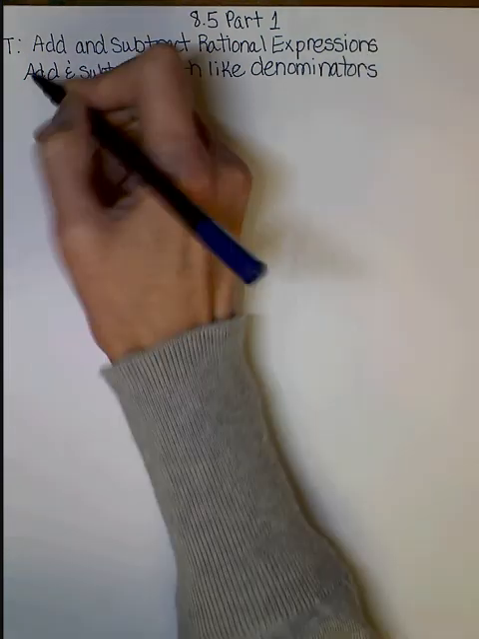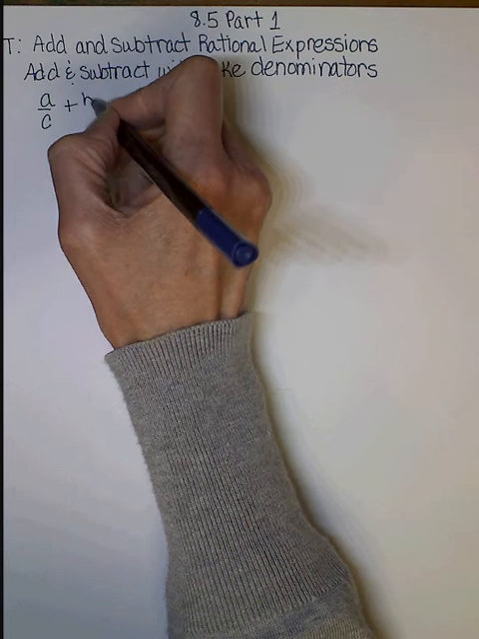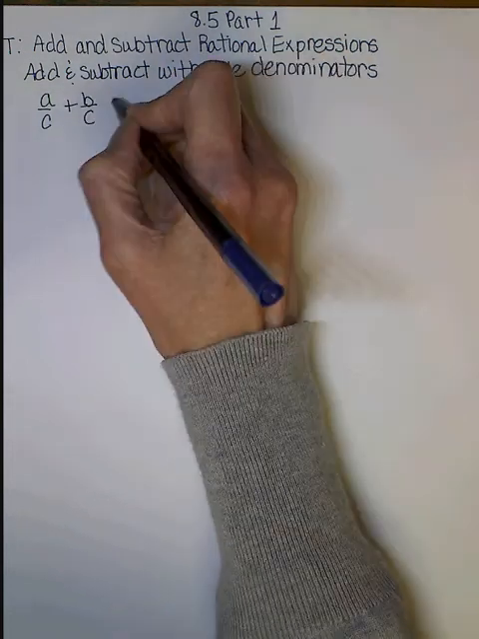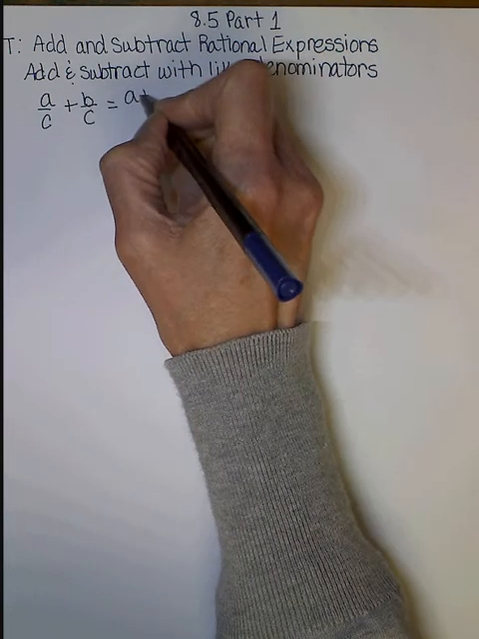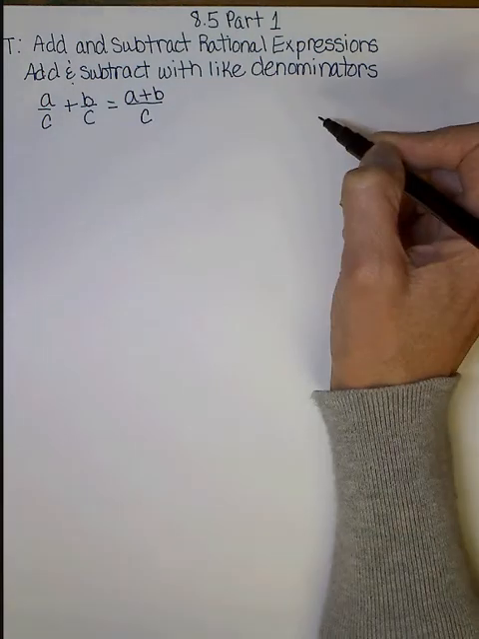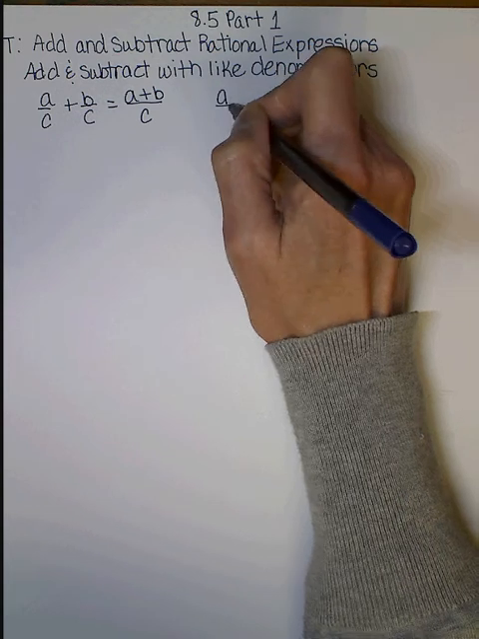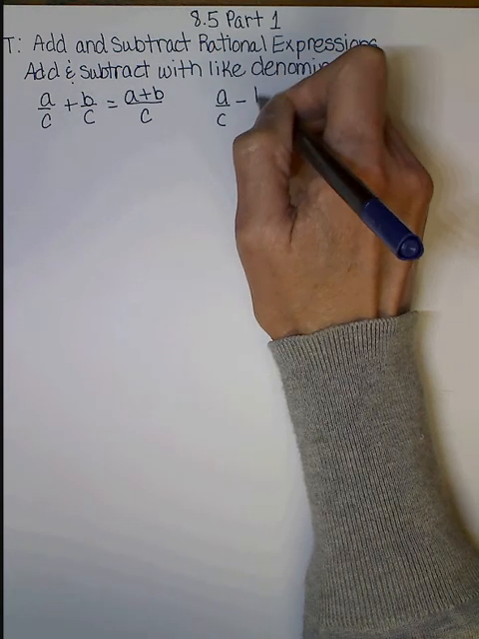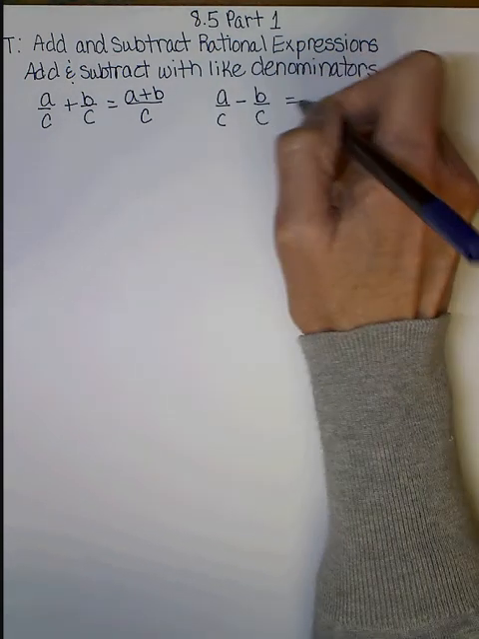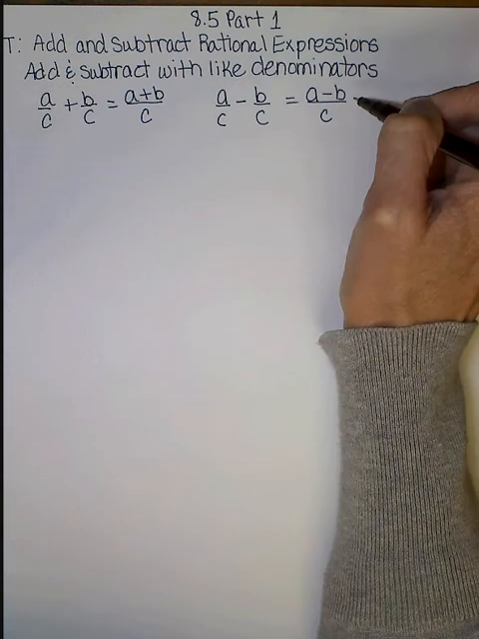Okay, so remember, if I'm adding a over c plus b over c, the denominators are already the same, so I just add the numerators together, but I keep the denominator. That's why you have a like denominator, and subtracting would be the same. So I would just subtract a minus b over c.